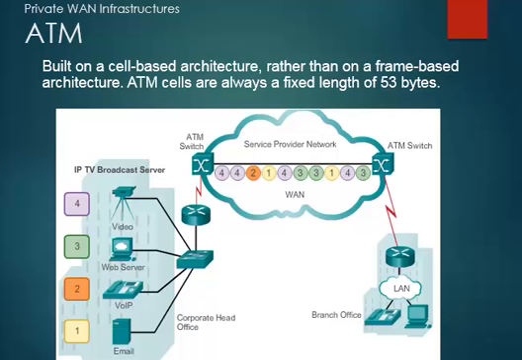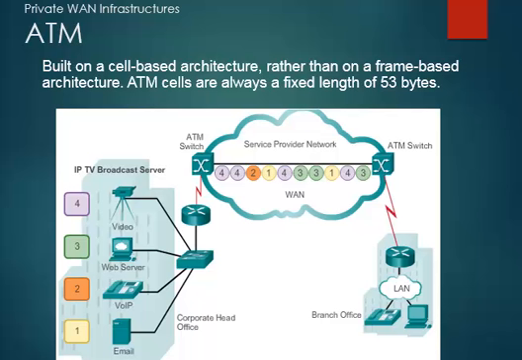A typical ATM line needs almost 20% greater bandwidth than Frame Relay to carry the same volume of network layer data. ATM was designed to be extremely scalable and to support link speeds of T1, E1 to OC-12, that is 622 megabits per second and faster.